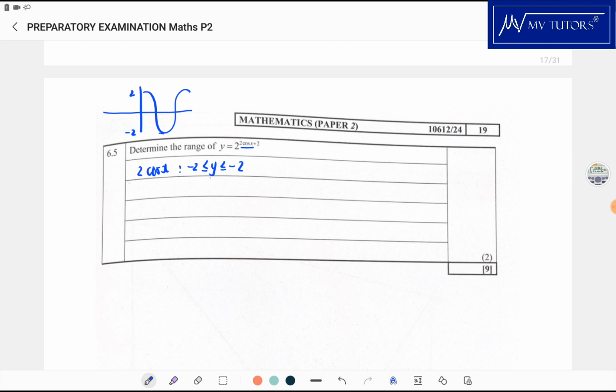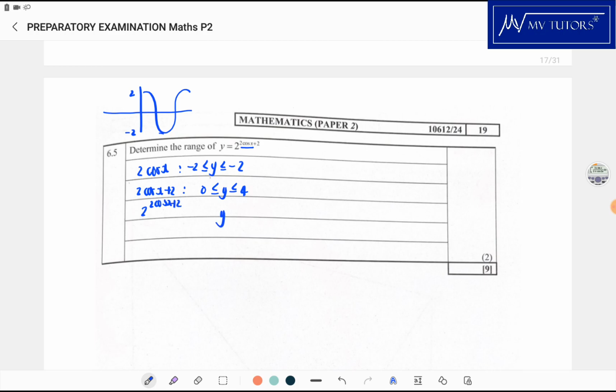And then if you look at 2 cos x plus 2, we have shifted the graph 2 units upward. Taking it step by step, our range will go from 0 to 4 because we've shifted it up 2 units. So we've dealt with 2 cos x and 2 cos x plus 2. And now let's look at 2 to the power 2 cos x plus 2.